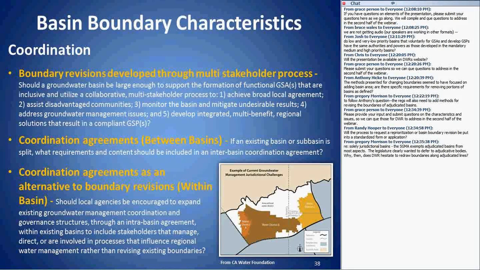The second type of coordination agreement is within basins, or intra-basin coordination. And the department feels that this is also a potential advantage, and this type of coordination could actually be used as an alternative to basin boundary revisions. So there's a lot of flexibility in the Sustainable Groundwater Management Act for GSAs and GSPs to be formed within an existing basin.